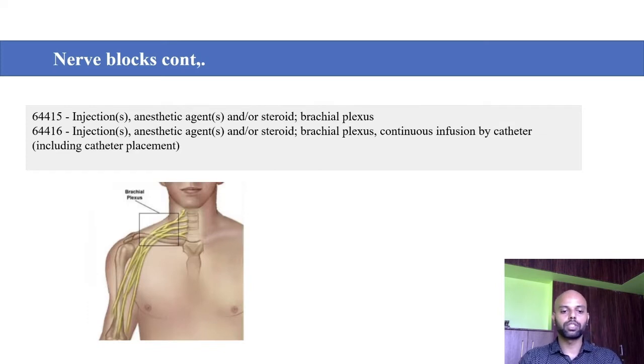Procedures 64415 and 64416 are for injections of anesthetic or steroid for the brachial plexus. The brachial plexus is responsible for connecting nerves to your shoulders, arms, and hands. For continuous infusion by catheter, you have to use 64416. For just an injection, you have to use CPT 64415.